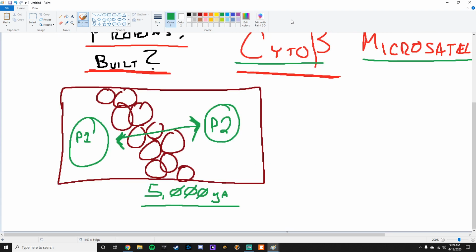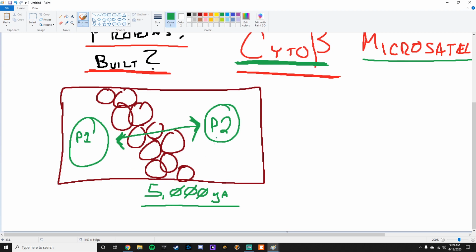Imagine you go out to your car, and there's a hole in your seat. Does that affect the function of the car? Well, not really. Your car still functions. But what if there's a hole in your tire? That's going to be pretty detrimental to the performance of your vehicle. So cytochrome B is a tire. It's required. Microsatellites are seats. If they take a little bit of damage, no big deal.